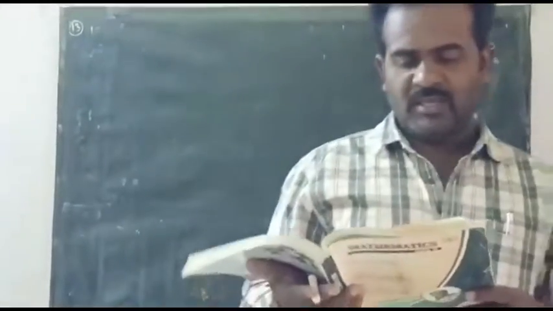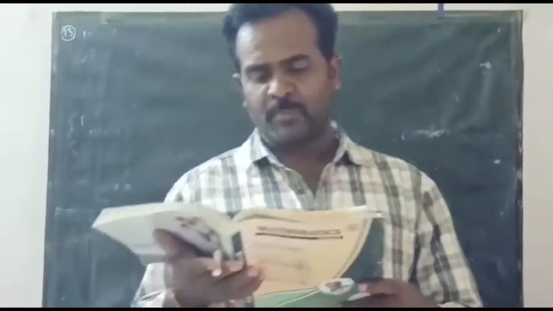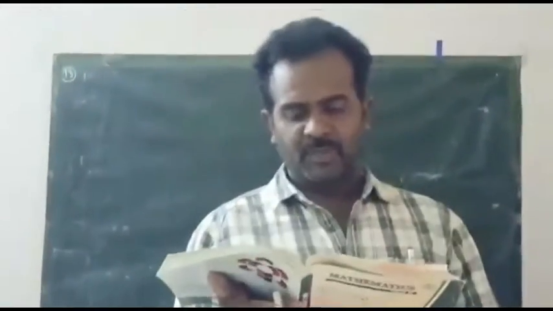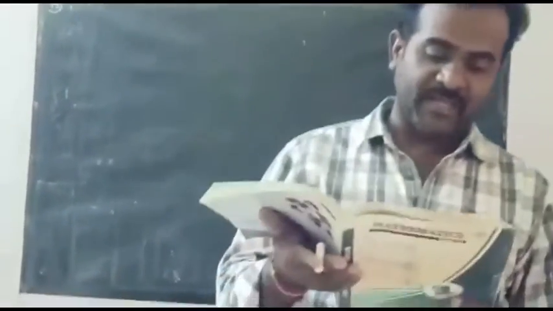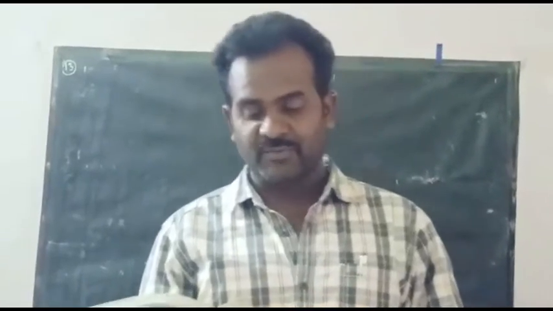Next students, 13th problem. In the given figure, if PQ is perpendicular to PS, PQ is parallel to SR, angle SQR is equal to 28 degrees and angle QRT is equal to 65 degrees, then find the value of X and Y. And draw the first diagram.